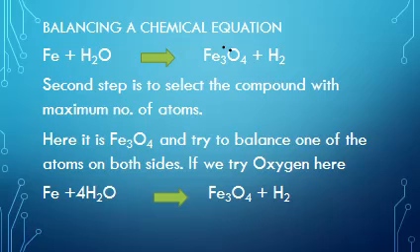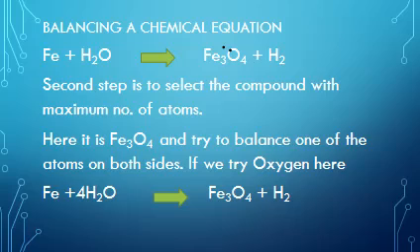Next step is to select the compound with the maximum number of atoms. Here we can see Fe3O4 is the compound having the maximum number of atoms. So we are selecting Fe3O4 and we are going to take one of the elements from Fe3O4, either Fe or oxygen. But basically we are going to select oxygen first. So we are going to try and balance oxygen on both the sides.